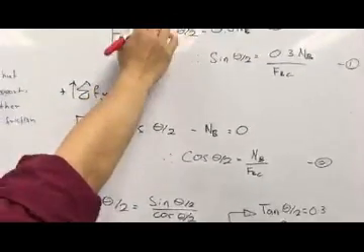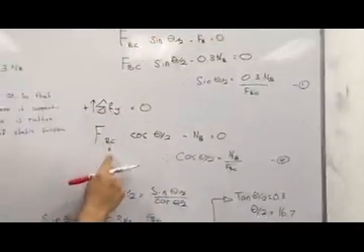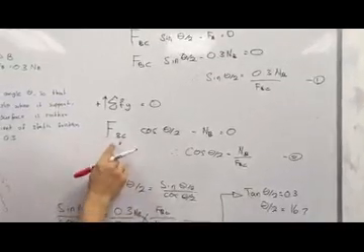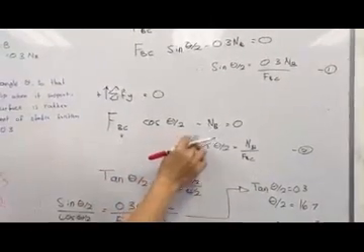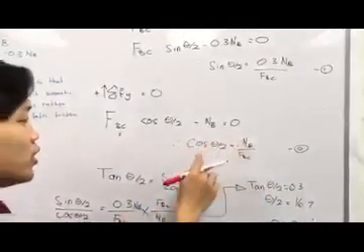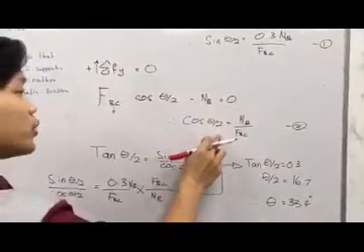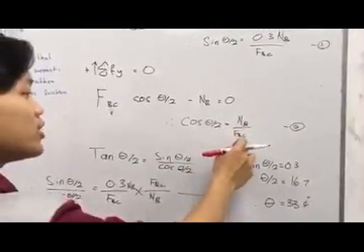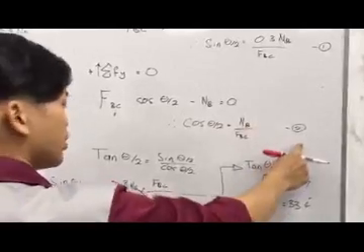Now we settle the summation of Fy equal to 0. Since Fx is sine, Fy must be cos. Therefore FBC cos theta over 2 minus NB equals 0, so cos theta over 2 is NB over FBC. This will be the second equation.